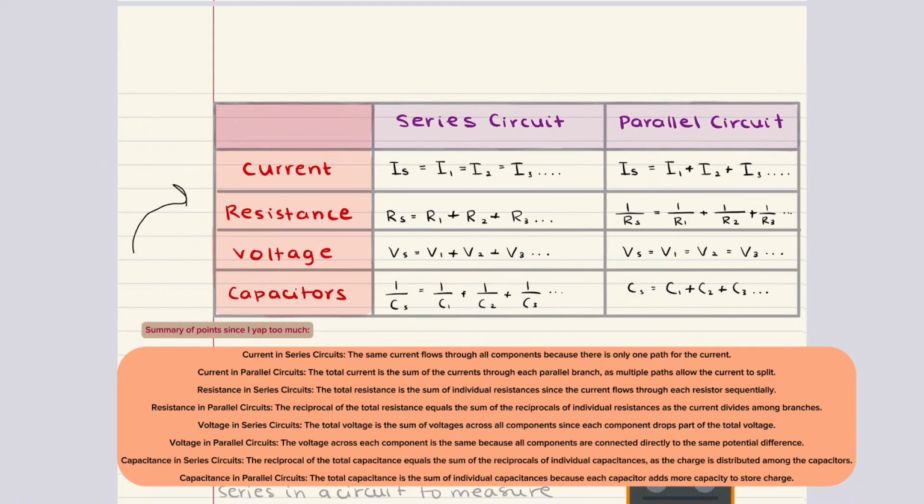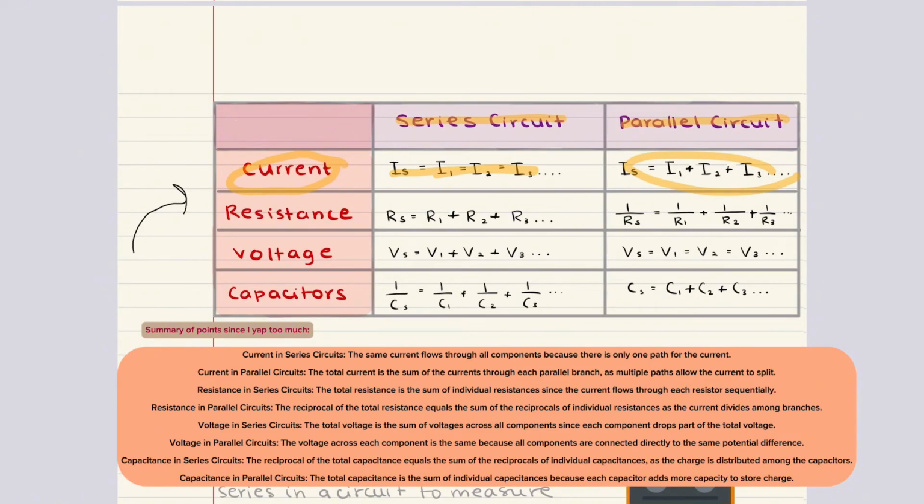This table you see here outlines the key differences between series and parallel circuits in terms of current, resistance, voltage, and capacitance. Here are the key takeaways, starting with current. In a series circuit, the current is the same through each component as there is only one path for it to flow. But in a parallel circuit, the total current splits among the branches, with each path carrying part of the total current.